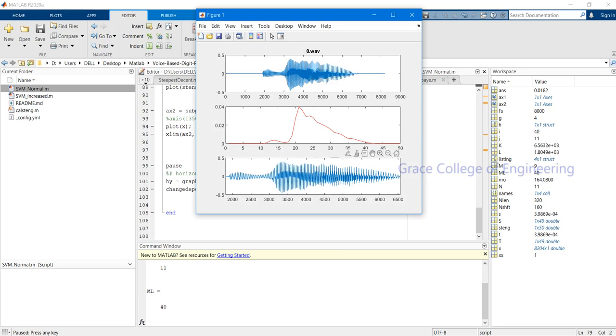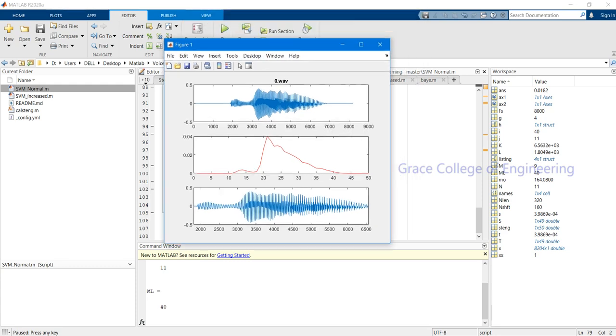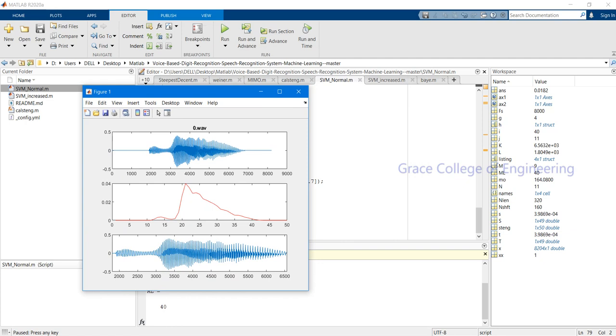The energy is calculated for the input audio signal. So this is the output for SVM. That is SVM based voice recognition.